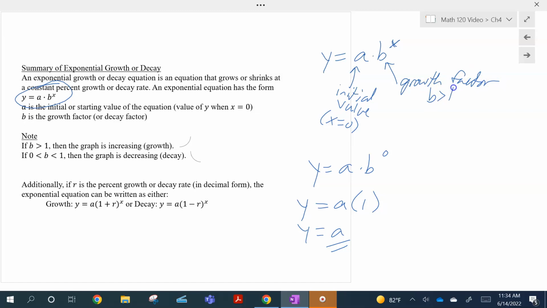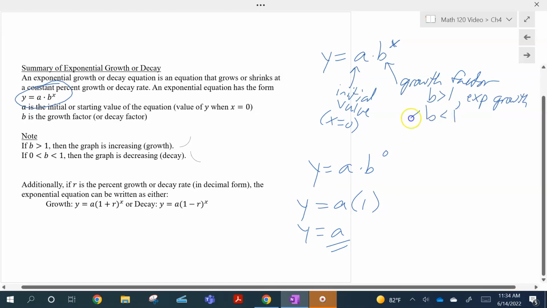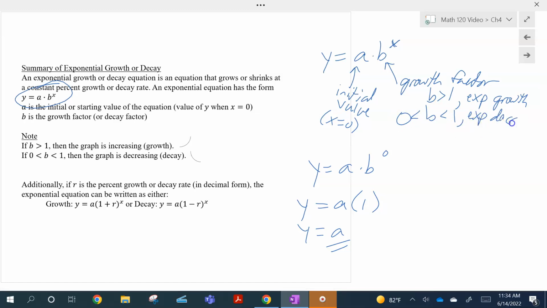Now, if b is greater than 1, it'll be exponential growth, but if that number's between 0 and 1, it'll be exponential decay. Okay? Additionally, if it's growth, this a times b to the x, you can find what your percent increase is, because b will be more than 1, and how much more than 1 it is tells you the percent increase.